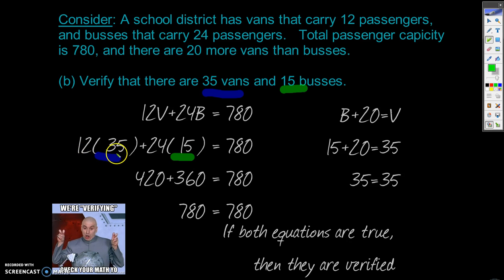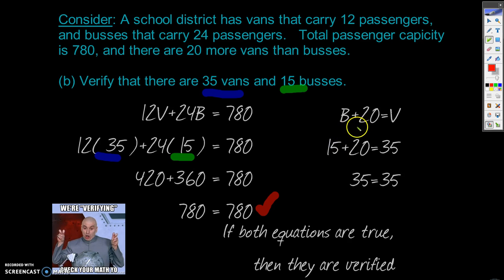12 times 35, that's 420. 24 multiplied by 15 is 360. Add the left-hand side up of this equation. So 780 equals 780. So that's good. And I have to verify with both equations. In order for this to be true, it has to work for both equations.